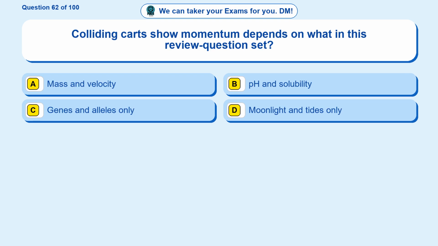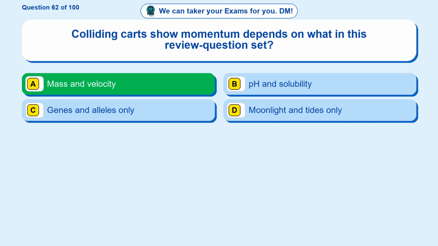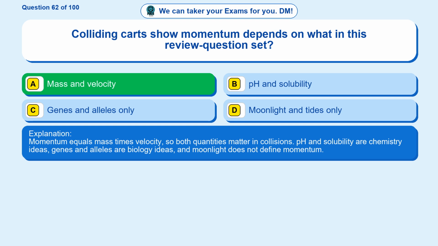Question 62. Colliding carts show momentum depends on what in this review question set? Option A, mass and velocity. Option B, pH and solubility. Option C, genes and alleles only. Option D, moonlight and tides only. The correct answer is option A, mass and velocity. Momentum equals mass times velocity, so both quantities matter in collisions. pH and solubility are chemistry ideas, genes and alleles are biology ideas, and moonlight does not define momentum.